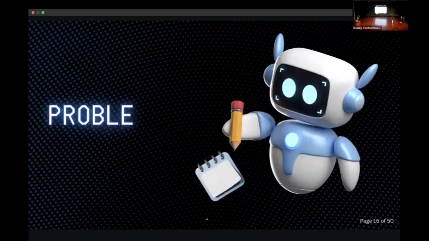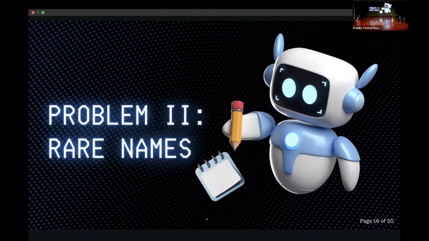And now Saif will continue with the second problem. So as Omar discussed in the first system architecture, our first stage is the automatic speech recognition. So in this stage, we use the state-of-the-art model, which is OpenAI's Whisper model. And in this, we find one problem where it still makes mistakes in recognizing rare and personal names.